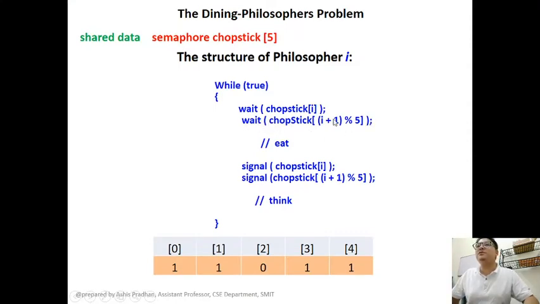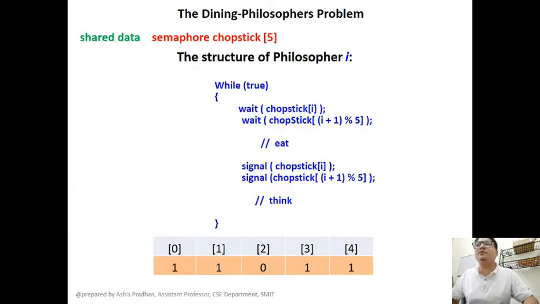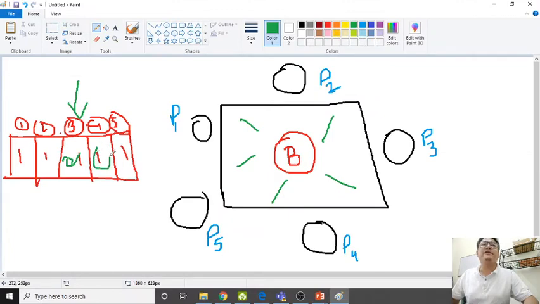In the next wait instruction, chopstick inside bracket I is 3 plus 1 modulus 5. So next will be 3 plus 1 modulus 5. The answer will be 4, so chopstick number 4 will be picked. Now if this is 0, then P3 will be able to know that philosopher number 4 is currently eating.